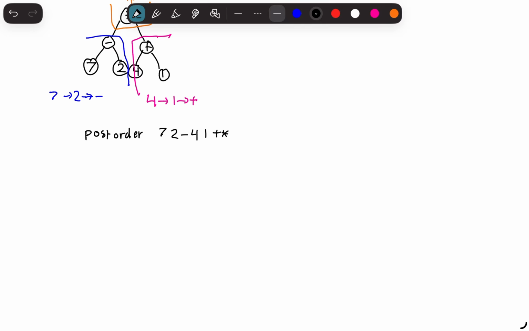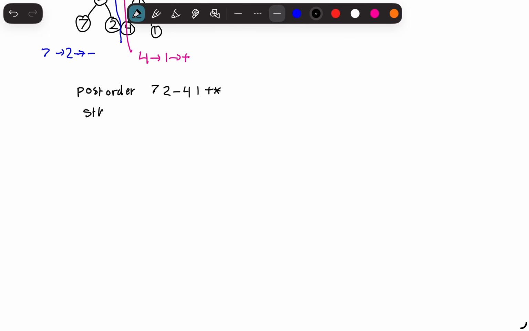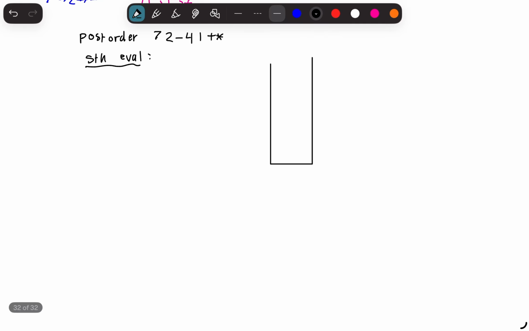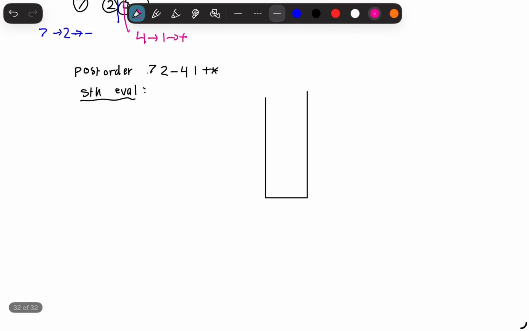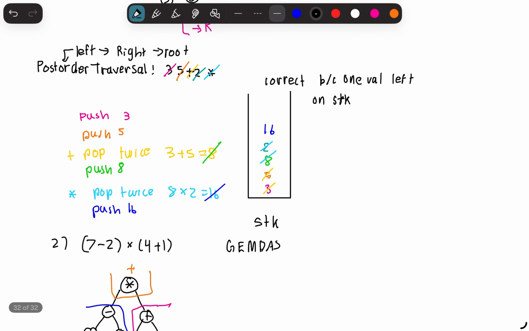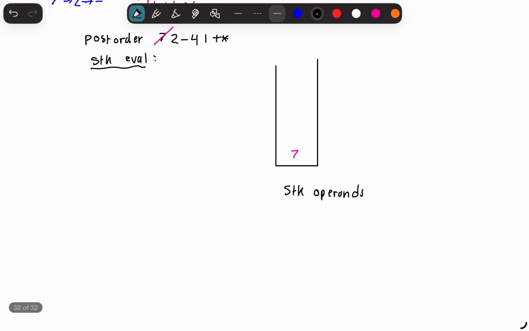But how can we do this stack evaluation? You have your stack here. So first, what do we see here? We have 7, so we're going to push 7 onto the stack. Label this as my stack for only your operands. On our stack, we only have operands. So our stack is currently just 7. There's nothing in our output yet. I'll actually label this output.